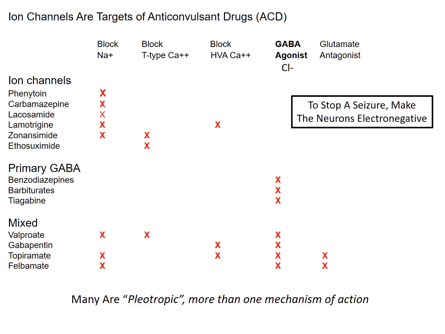And you can see some drugs only have effect on one mechanism of action. Some of these drugs have multiple mechanisms of action. If you look at valproate, and you see that valproate can inhibit sodium channels, calcium channels, and can also affect GABA chloride ion channels, we would say that drug is pleiotropic. It has more than one mechanism of action.